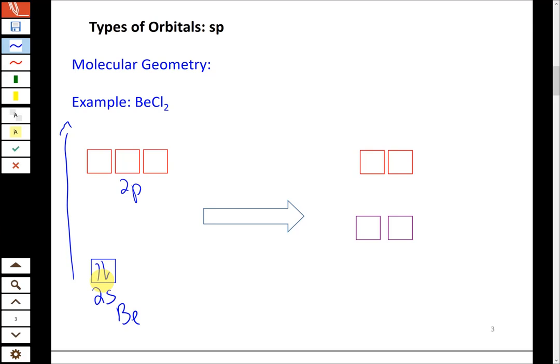So when you have a linear geometry like BeCl2, the way that you can form that linear geometry is you take a 2s orbital and one of the 2p orbitals. We need to have two electron groups that are 180 degrees apart. So we're going to take two orbitals and hybridize them together. Hybridize kind of means mixing. We take our 2s orbital and one of our 2p orbitals, and we mix them together to form two new hybrid orbitals.